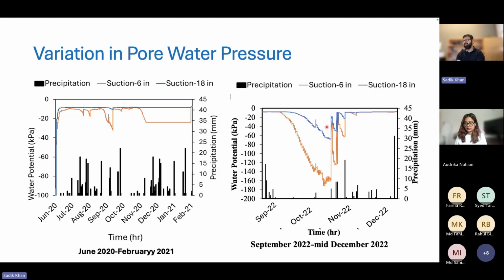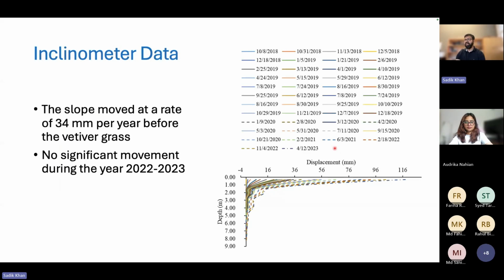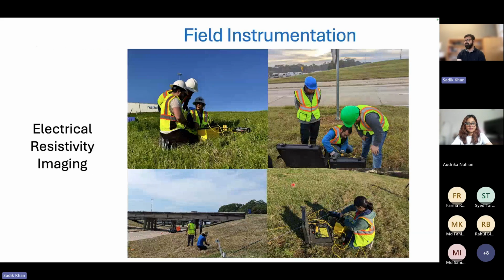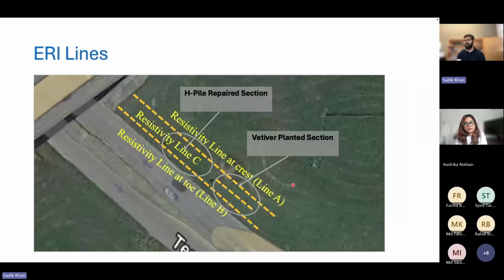So even the vetiver was able to pull up the moisture because of these conditions, but later on there is a lot of rain and it can kind of reinforce back. In this case, we are looking into the inclinometer data from the slope, and we have also done the ERI in this case, and this is primarily the work led by Fariha.